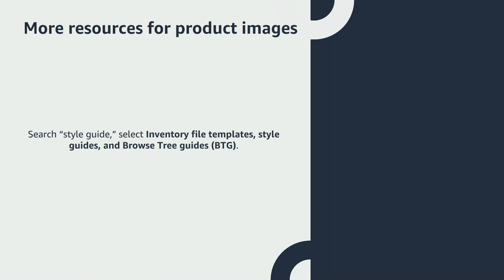Before you submit a title for a product, make sure you review the appropriate category style guide for complete details. On Seller Central, search for style guide, then select Help Page, Inventory File Templates, Style Guides, and Browse Tree Guides. The style guides are midway down the page.